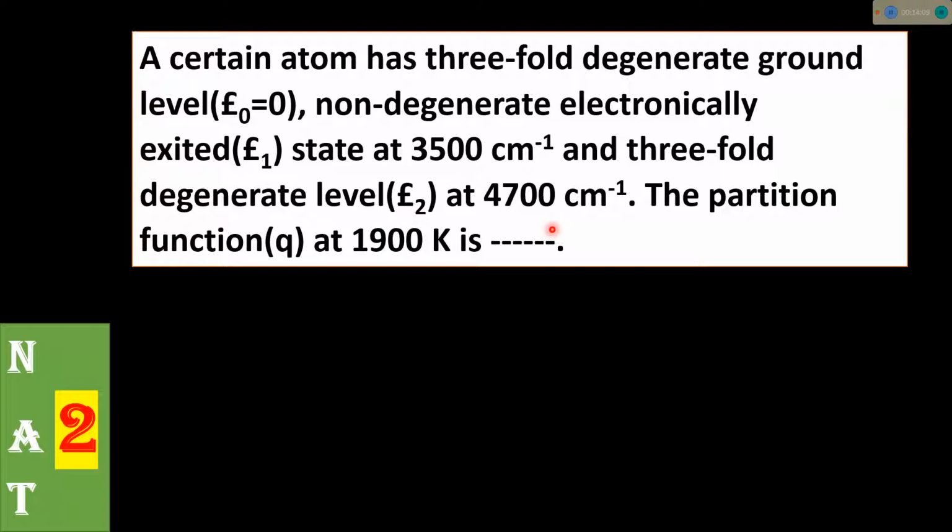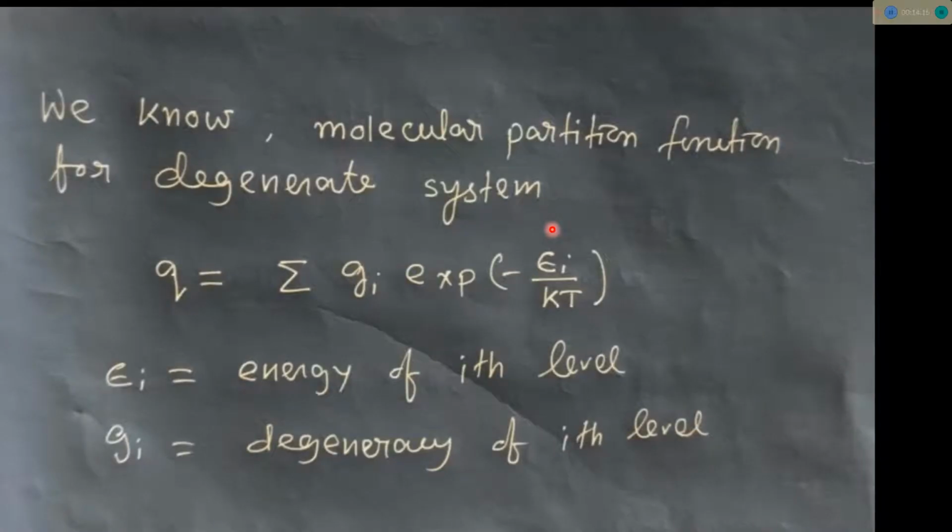What will be the partition function? After reading the whole question, we got this much data. Now let's write the data and try to find the partition function. We all know the molecular partition function for a degenerate system: Q, the symbol of molecular partition function, is the summation of Gi, the degeneracy of the ith level, times exponential minus epsilon i upon kT. Epsilon i is the energy of the ith level, and Gi is the degeneracy of the ith level.